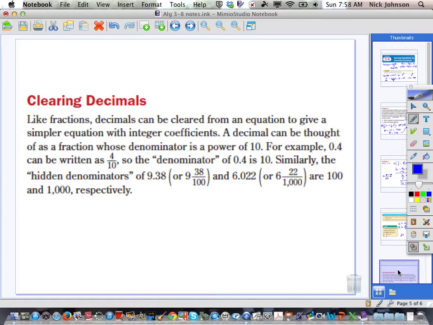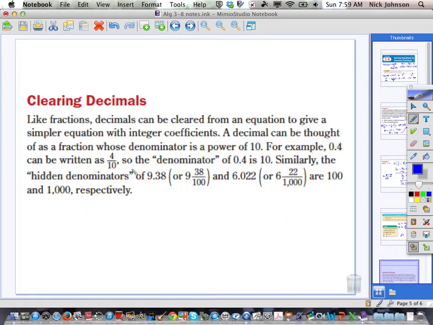Clearing decimals. Like fractions, decimals can be cleared from an equation to give a simpler equation with integer coefficients. A decimal can be thought of as a fraction whose denominator is a power of 10. For example, 0.4 can be written as 4/10. So the denominator of 0.4 is 10. Similarly, the hidden denominators of 9.38 or 9 38/100ths and 6.022 or 6 22/1000ths are 100 and 1,000 respectively. That's what I was talking about earlier.